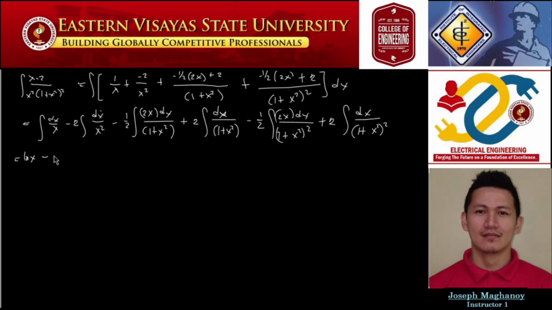Next is 2. We have a power, so we can use our power formula. That is x. Since it is at the denominator, we carry it to the numerator, it becomes negative 2 plus 1 all over negative 2 plus 1. Okay, solving for this is ln x minus, so this is negative 1, negative times negative is positive. So that is 2x to the negative 1.